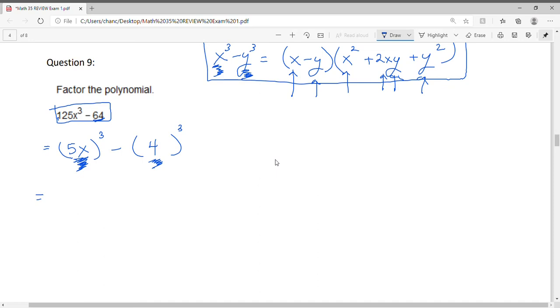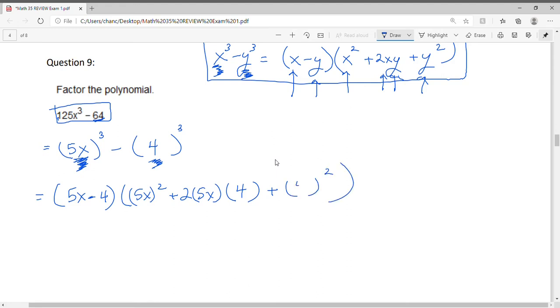According to the formula, we'll have x minus y first. So that's 5x minus 4. Then we'll do x squared. So this part is going to be squared. I like to put parentheses around it. Then we're going to multiply by 2 times 5x times 4. Then we're going to add the y squared part, and that's going to be 4 squared.